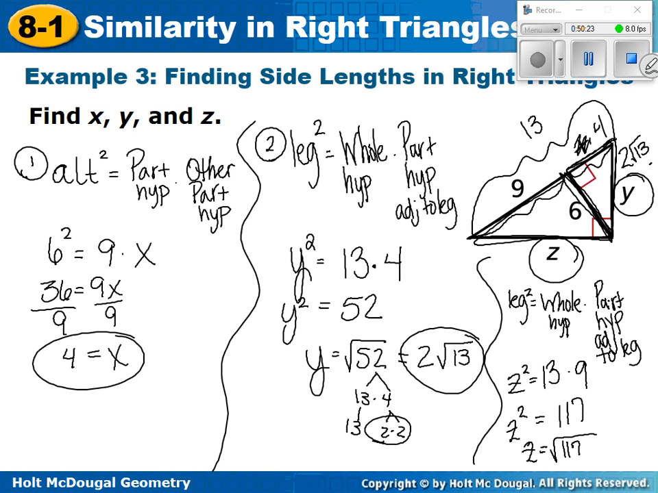Not 13. 2 square roots of 13 squared equals what's going to go in for c? 13. Remember, your hypotenuse always goes in for c. Okay, this is what I see students do wrong.